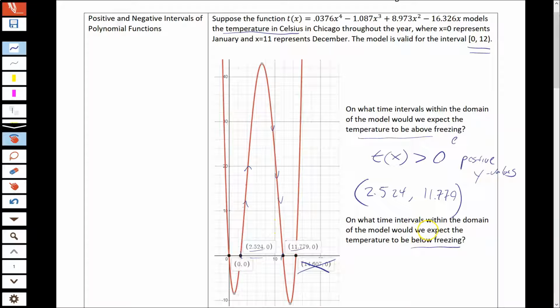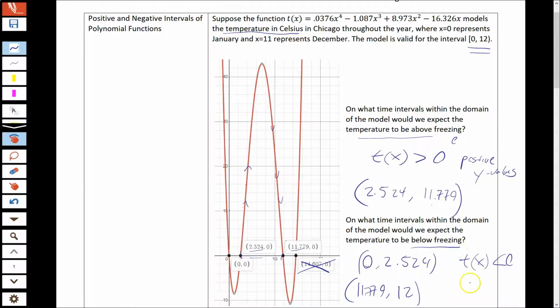And then on what time intervals would we expect the temperature to be below freezing? Well, that is from 0 to 2.5, right? Because that's where my graph is below that x-axis. So this is, of course, T of x less than 0. And then there's another region too. There's this region, right? And remember we said that this last 0, it's not part of the model, right? So we're going to say instead of from 11.779 to 14, blah, blah, blah, we're just going to say to 12, to the end of the year.